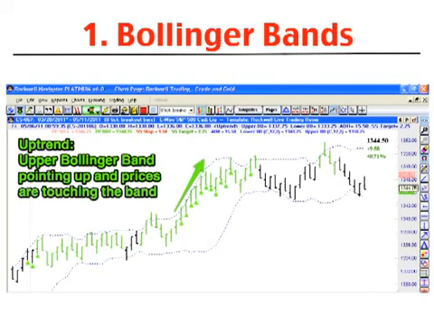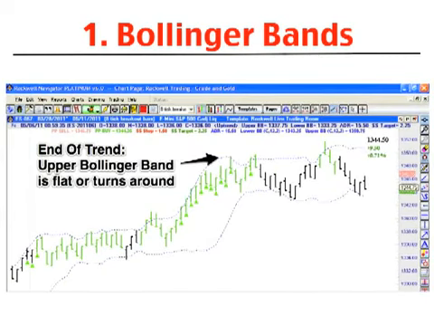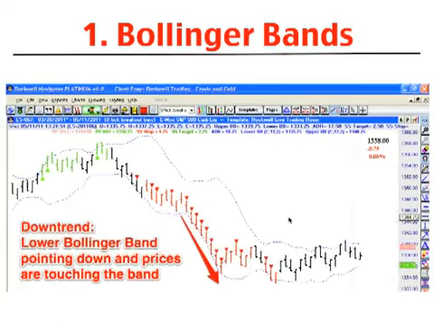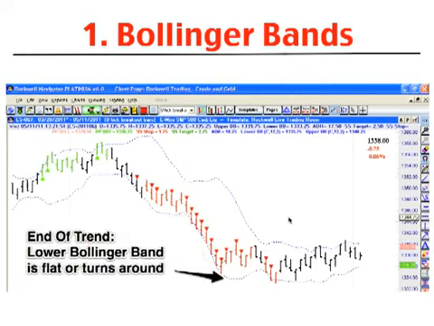So when is this uptrend over? Well, as soon as the upper Bollinger Band starts to flatten, like here. So the same is true for a downtrend. In a downtrend, you will see that the lower Bollinger Band is pointing down in a 45-degree angle or more, and prices are constantly touching the lower Bollinger Band. And the downtrend is over once the lower Bollinger Band is flattening and prices are no longer touching it, like here.